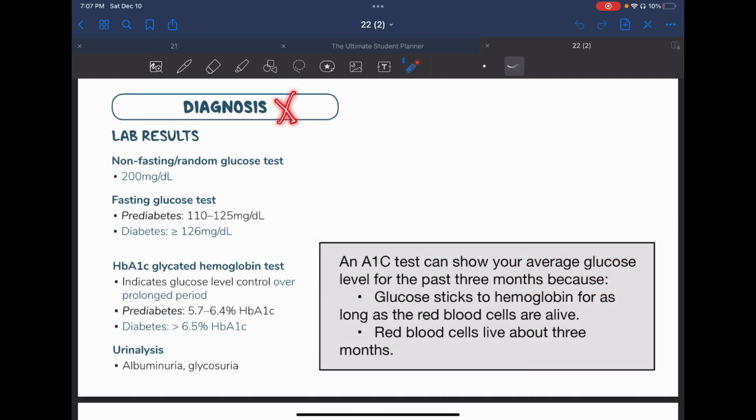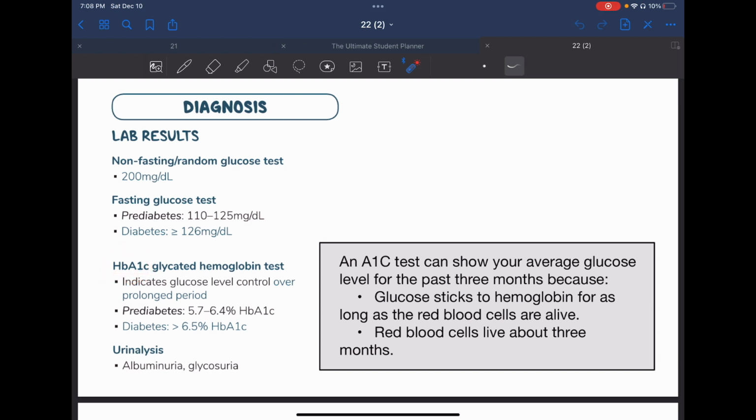So diagnosis. In diagnosis, we have lab results. In a non-fasting or random glucose test, the glucose is around 200 milligrams per deciliter or higher. In a fasting glucose test, in a pre-diabetic patient it is between 110 and 125, and in diabetes it is more than 126. There's another test, the hemoglobin A1C, glycated hemoglobin test.